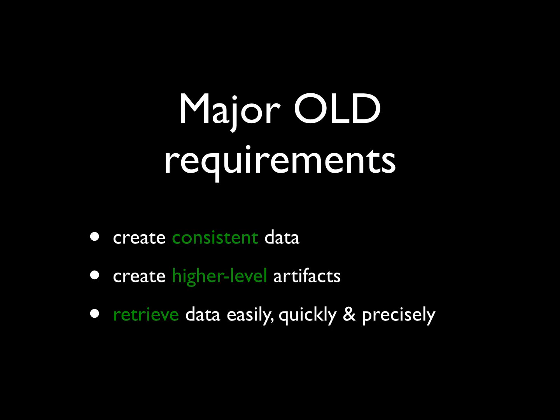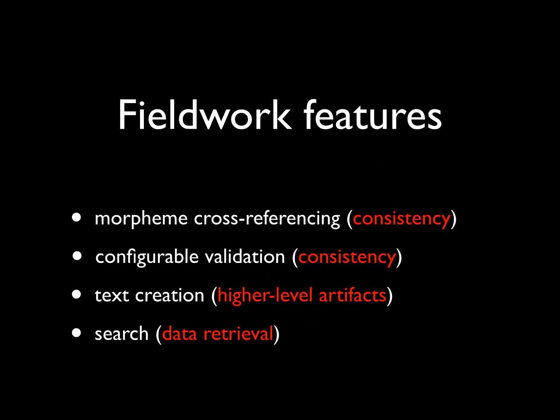These are some of the salient requirements that I had in mind when creating the OLD. I wanted to create data that are consistently structured and formatted. I wanted the system to make it easier to create higher-level artifacts from my data points, for example, research papers. I also wanted it to help me to get the data that I need with speed and precision. These are some of the OLD features that respond to these requirements. Morpheme cross-referencing and configurable validation promote the creation of consistent data. The general-purpose text creation feature allows for the creation of higher-level artifacts like research papers. And the search features help with speedy retrieval of precisely the data that are needed.